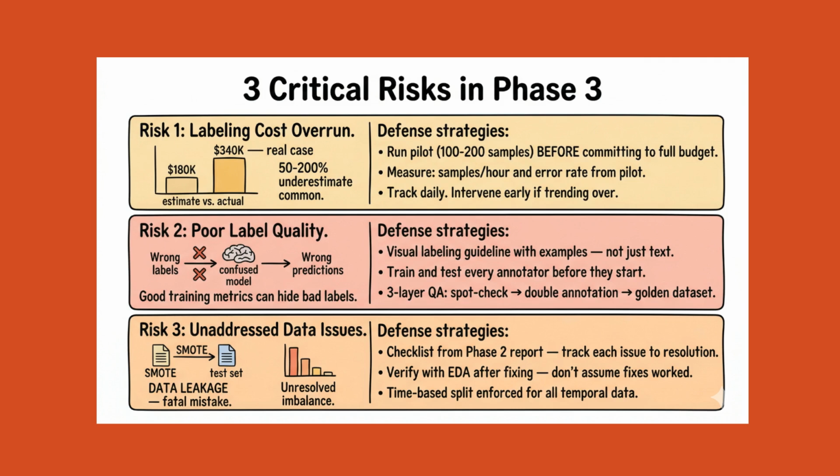Problems identified in Phase 2, class imbalance, bias, data leakage, that are not properly resolved in Phase 3, will corrupt everything downstream. The most dangerous is data leakage, allowing future information to contaminate the training set. This produces a model that appears excellent in evaluation, but fails in production, because in production, future data does not exist. Your defense is systematic.